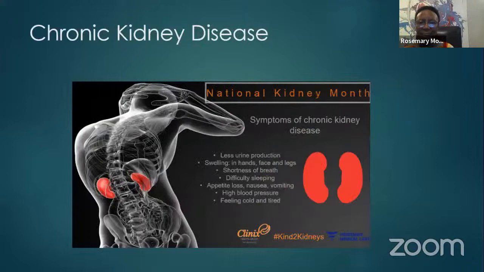I saw this slide and I liked it, because it's from clinics. It's symptoms of your chronic kidney disease. There'll be less urine production, swelling. Basically, it's being fluid overloaded with shortness of breath and swelling of the entire body. Your appetite loss, nausea and vomiting, and high blood pressure, and feeling cold and tired.